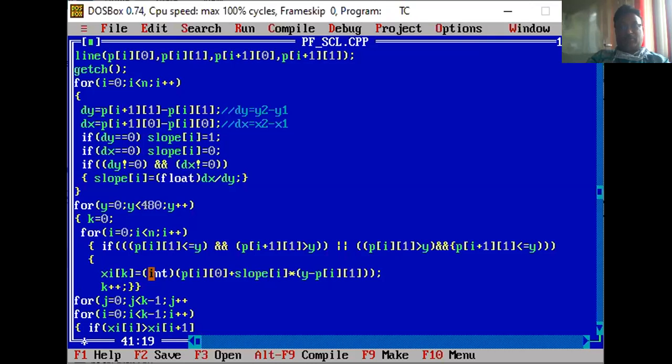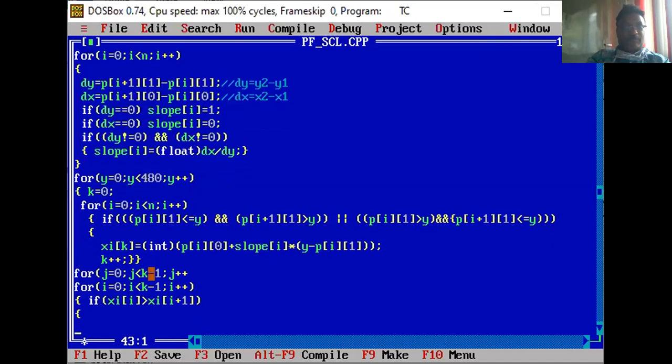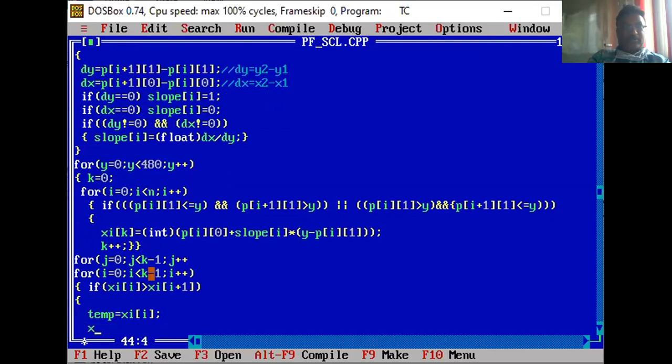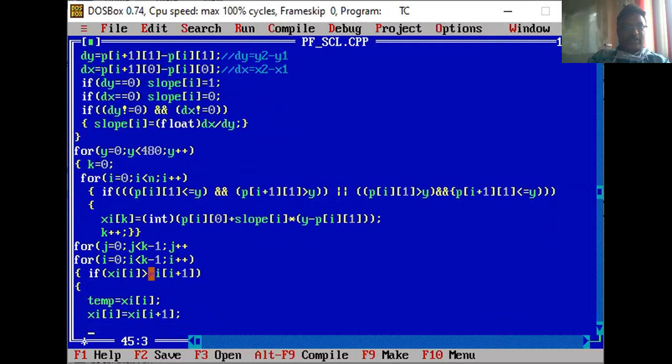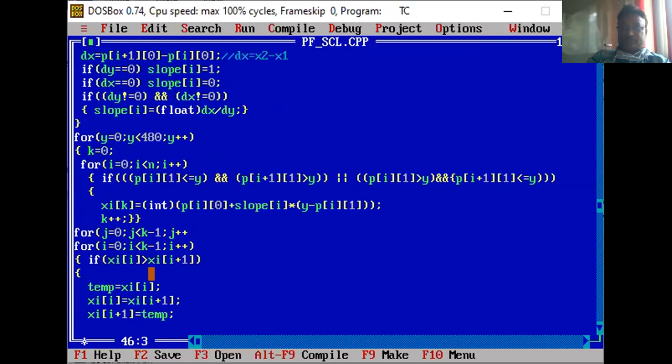So that time I have to swap. So how can I swap? By using a temp variable. Now, consider temp is equal to xi. This is my i value. Then xi is equal to xi plus 1 value, correct, and then xi plus 1 value is equal to temp. This is the swapping method you can use.